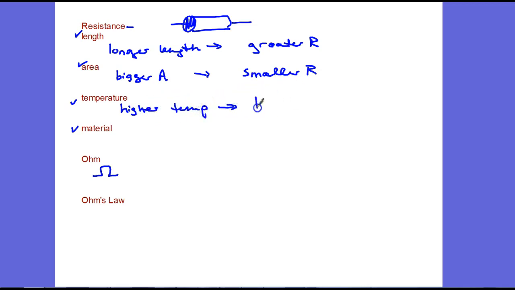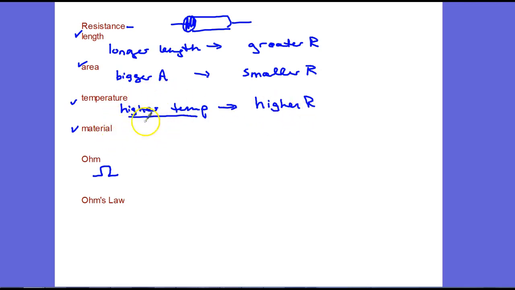Temperature: the higher the temperature, the higher the resistance. The higher the temperature is, the faster the particles in a substance are moving, vibrating. And if all of those particles in there are vibrating, it's harder for the electrons to get through. So high temperature means higher resistance.